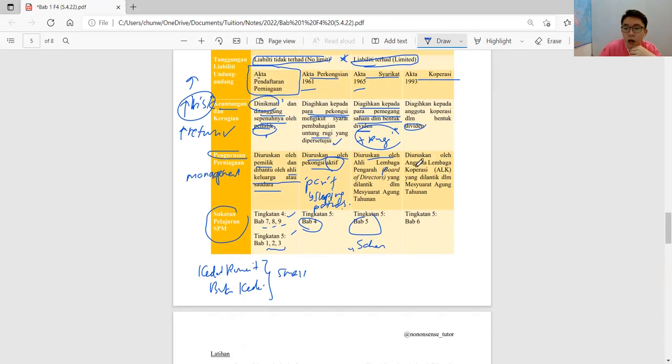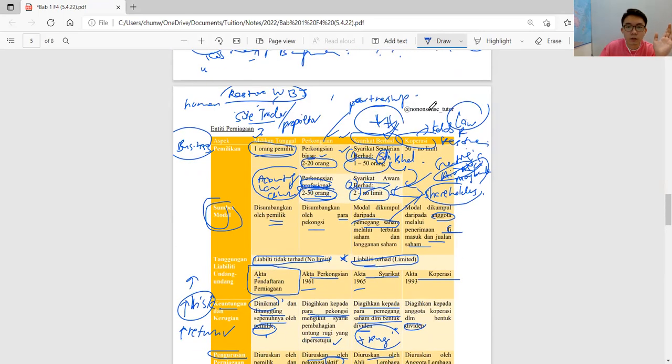Then they have this mesyuarat agung meeting. You see the mesyuarat agung tahunan, and then they will elect. They will say who wants to be pengerusi, naib pengerusi, AJK, setiausaha. So they will vote for it. Then later this koperasi will be run by these people. Okay, and then we will learn about koperasi in bab 6.